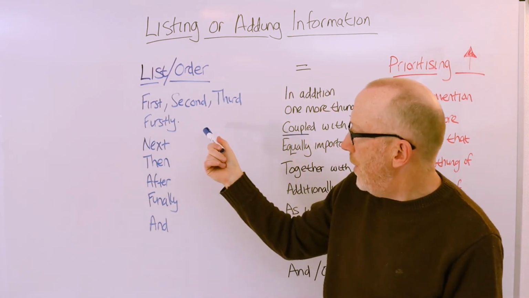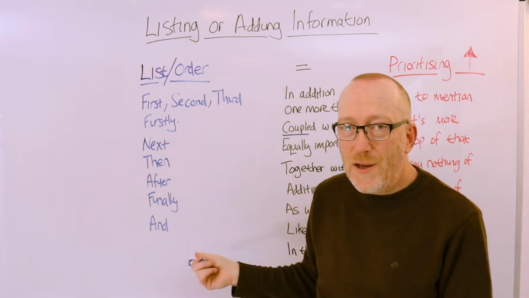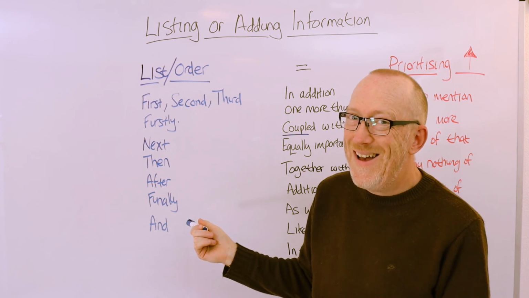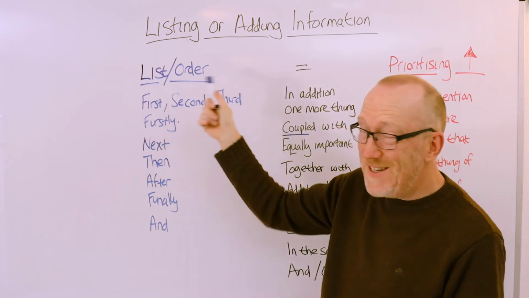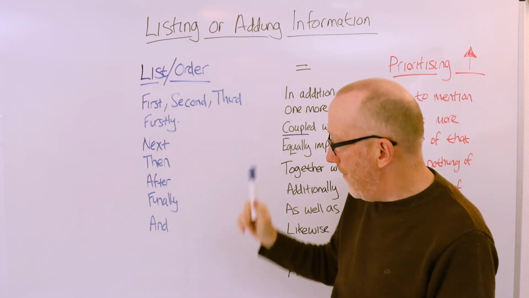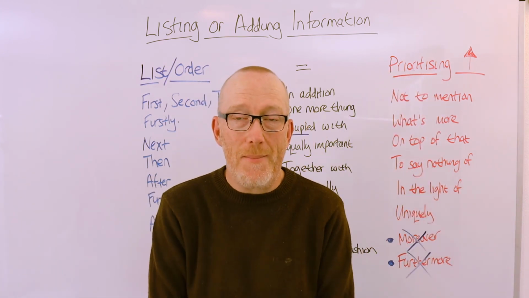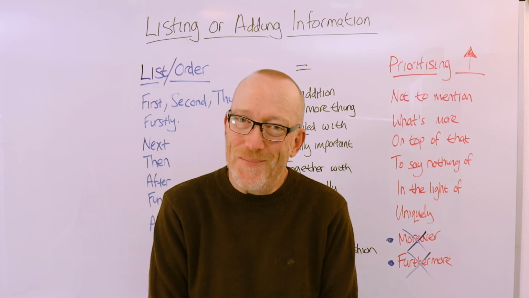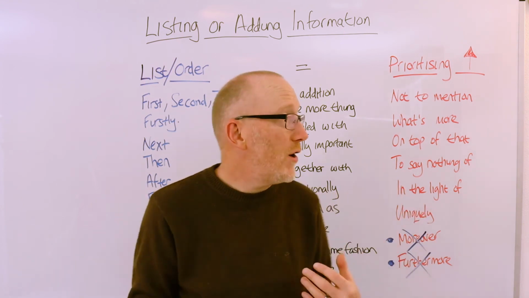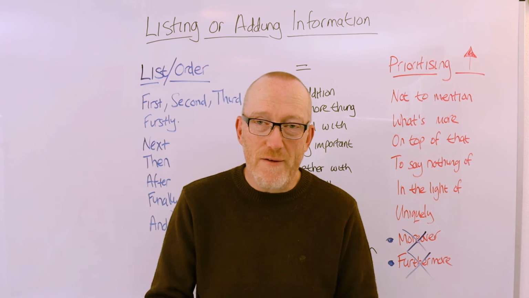And okay, I'm pretty sure that you don't need any help with these. You shouldn't need any help with just listing and ordering things. Yeah? But if you do have any questions, please get in contact and let me know. Cool. That is the end of our lesson on conjunctions for listing and ordering information.